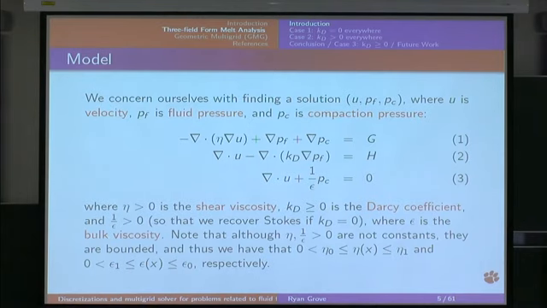Okay. So eta is going to be the shear viscosity. Kd, as we call it, is our Darcy coefficient, and 1 over epsilon, where epsilon is the bulk viscosity, and we're going to assume 1 over epsilon is greater than 0. Also, for the analysis, it's so we can recover Stokes if Kd is equal to 0. All right, and then note, although eta and 1 over epsilon are not constants, we are going to assume they're bounded, and therefore we have a minimum and a max for each one.